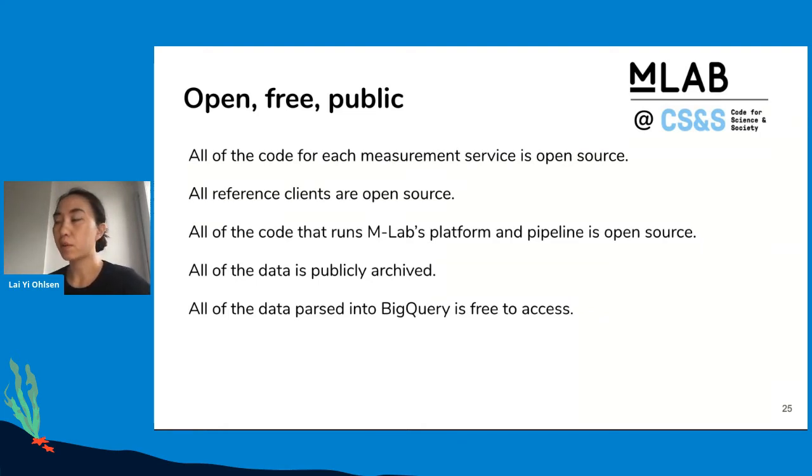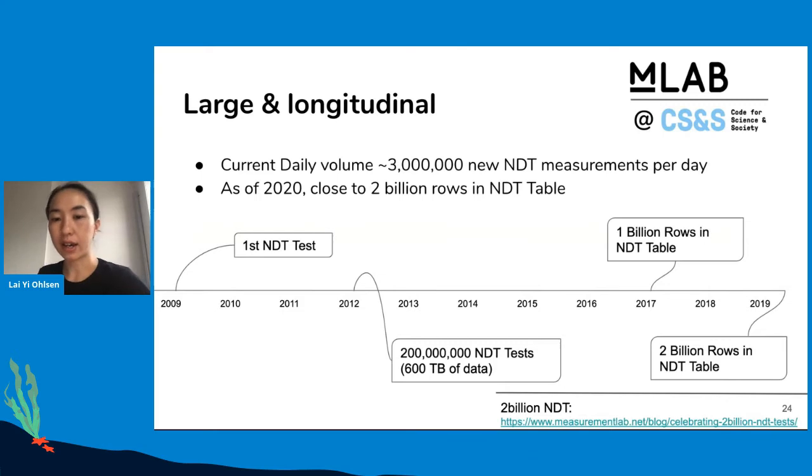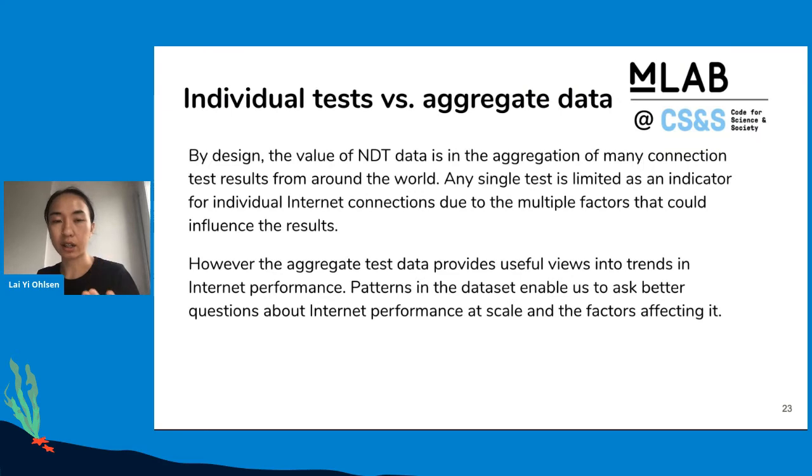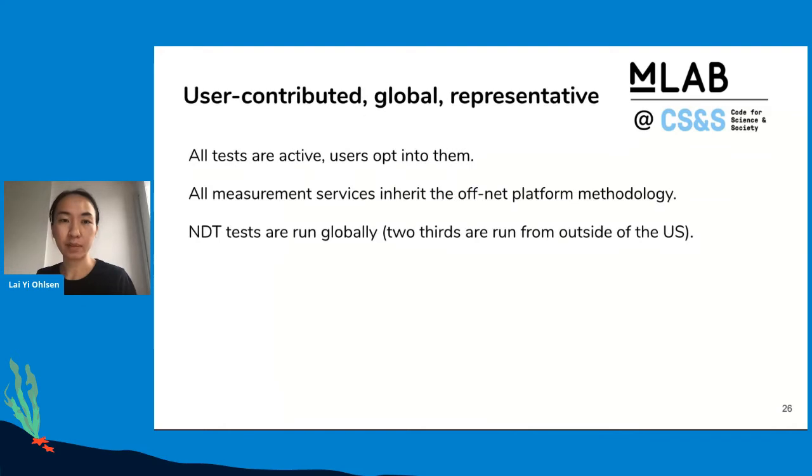All of our reference clients are open source, meaning the clients that we provide to our community to reference when they're building their own client are open source as well. So you can also see how the client side is built. And again, everything between that test and when it lands in BigQuery is open and free to access to the public. It's not that you can only see parts of this large data set at certain segments in time. You can see all of it. That's useful when thinking about individual tests versus aggregate data. If you are trying to see patterns and trends, it's useful to be able to see all of the data, and you can because it's open and free to the public.